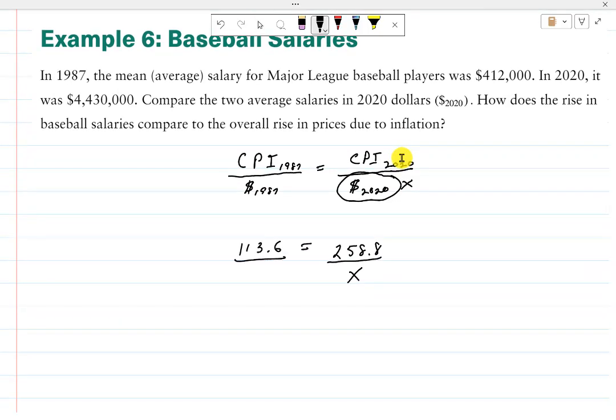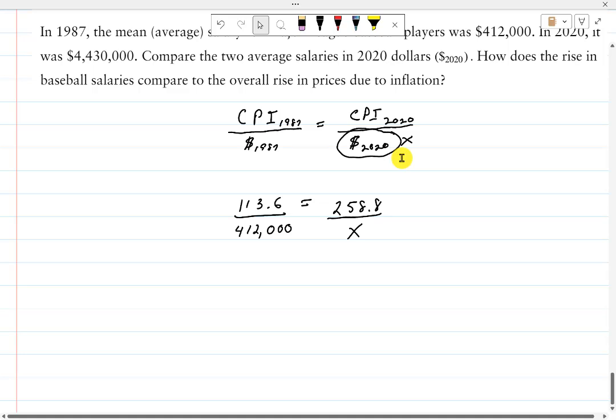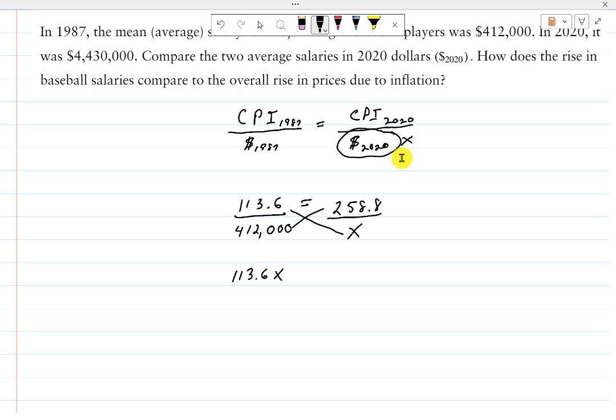And back then, we know that they were making $412,000. I'll put in the dollar signs at the end if I need. Cross multiply, so 113.6x equals 412,000 times 258.8.